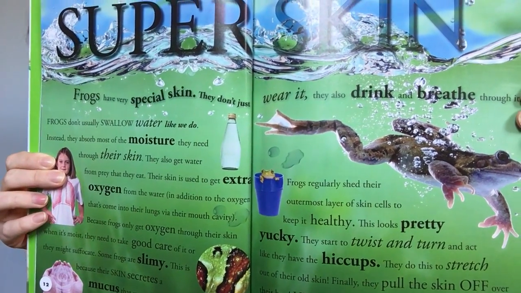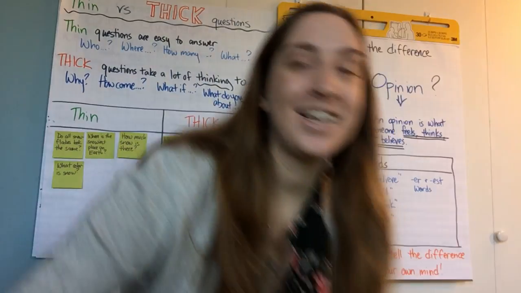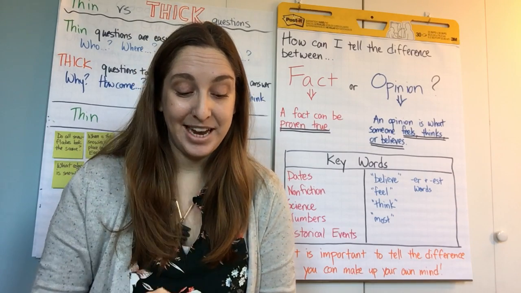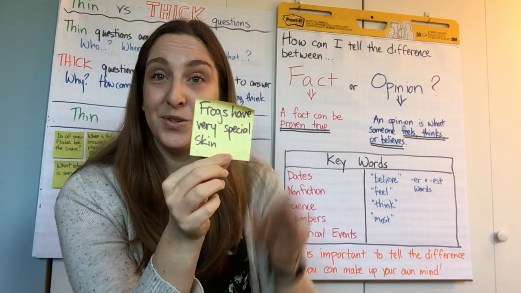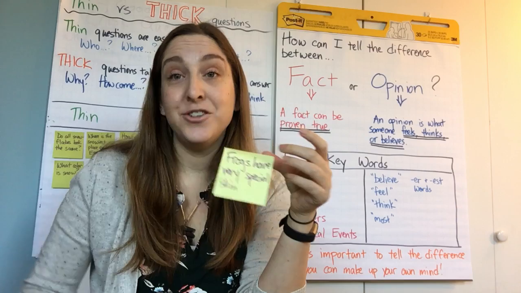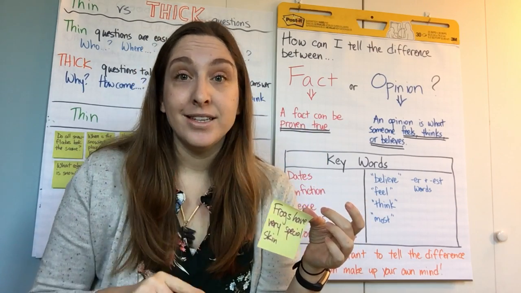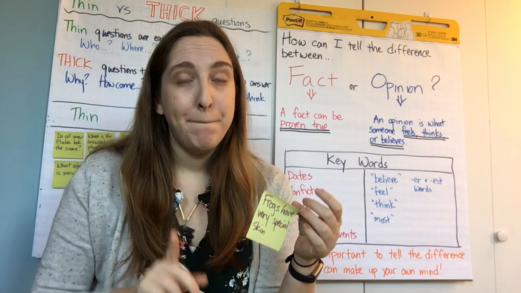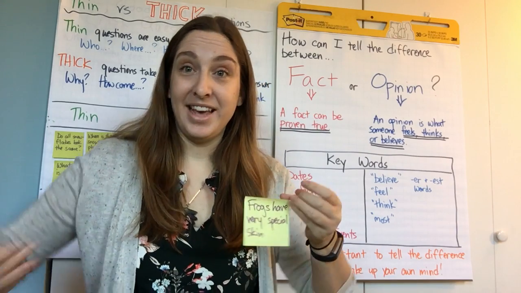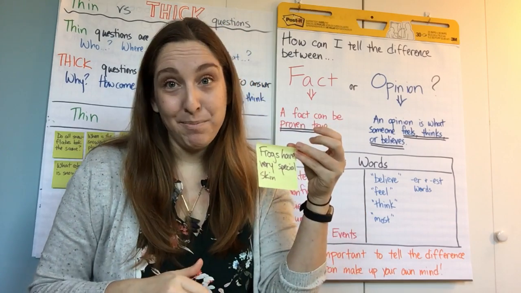And there's the pictures. Did you spot the opinions? I wrote them down here on some Post-its so I can show it to you. Now, the first opinion that I found was actually the very first sentence of the entire page. Frogs have very special skin. You might think this is a fact because of all of the information on the page about their special skin, but take a minute to think about it. The author thinks that frogs have special skin, but I bet frogs don't think they have special skin at all. They just think they have regular skin, and maybe they think humans have weird or special skin. So this is an opinion.